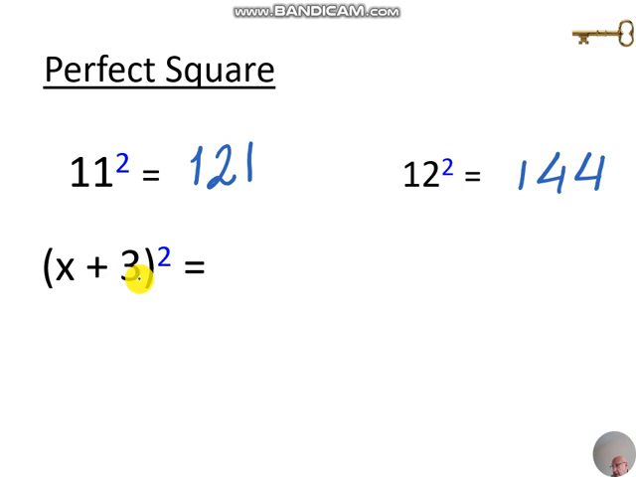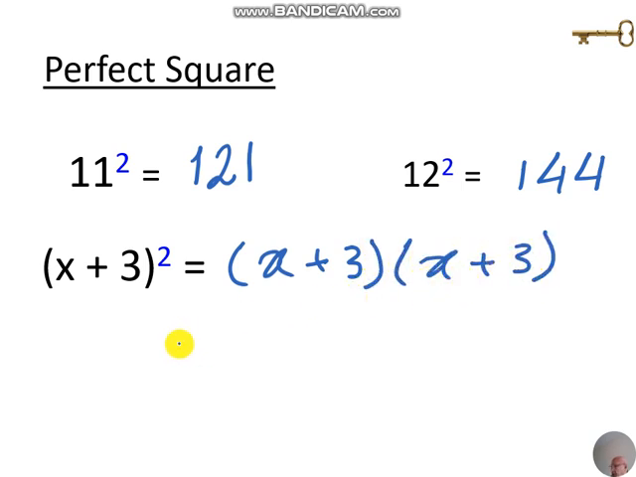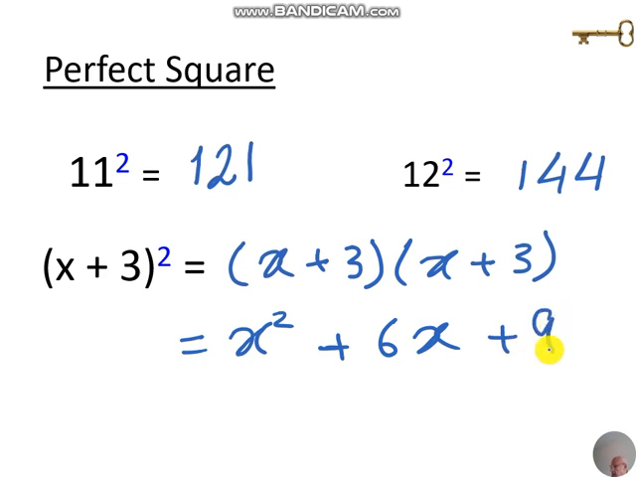x plus 3 quantity squared, this is a binomial squared. It means x plus 3 times x plus 3. When I multiply these two binomials, I get x squared plus 6x plus 9. Because this trinomial can be written as a binomial quantity squared, I call it a perfect square trinomial. When you have a number, you write the number squared. But with a trinomial, you have to write it as a binomial quantity squared.